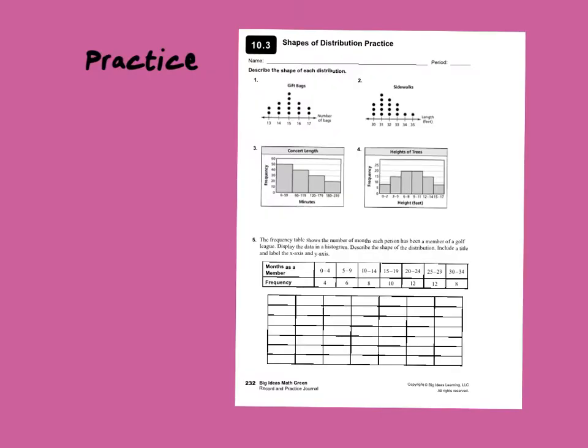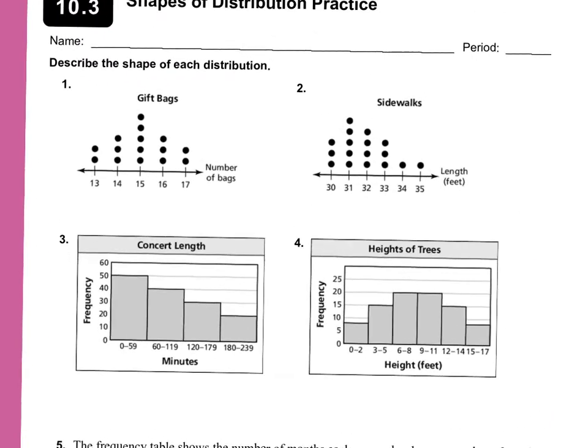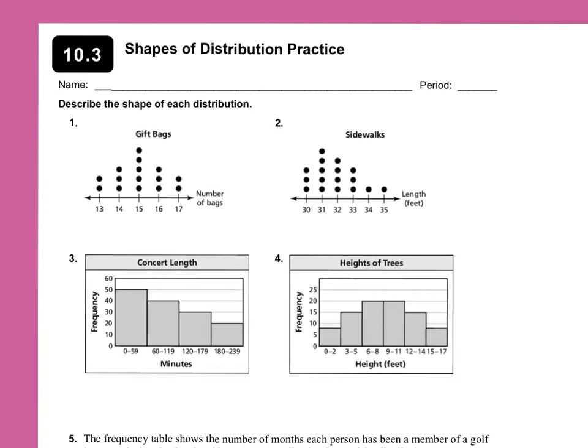All right, so here we are. We're looking at your practice now. So let's look at this number 1 and number 2. Again, if I trace the tops of my data, what would you say? It says describe the shape. Well, what would you call it? I would call this symmetrical.